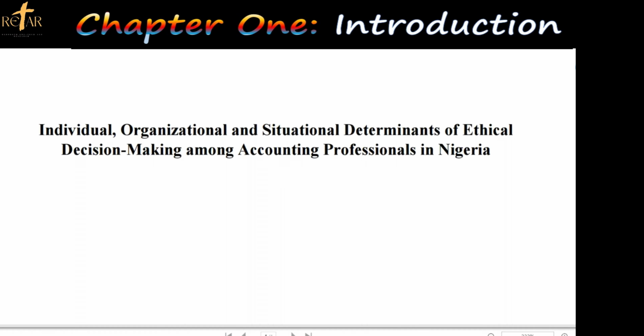For example, you could give a background to the study. Let me limit myself to this topic: individual, organizational, and situational determinants of ethical decision making among accounting professionals in Nigeria. If I want to build up a background to this study, my problem here is that I want to address the issue of ethical decision making. When we get to the statement of the problem, you will see that it is built around the dependent variable, which is ethical decision making. That is where I will be drawing issues, discussing that there is a problem with ethical decision making among accounting professionals in Nigeria. I have to put up a strong argument to show that there is a problem amongst accountants with the issue of making ethical decisions.